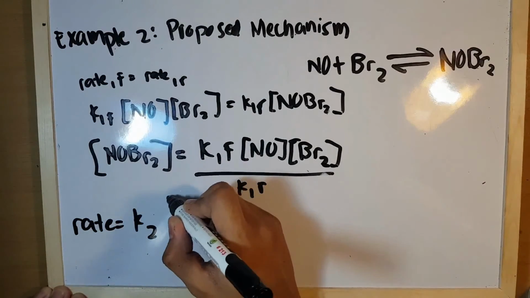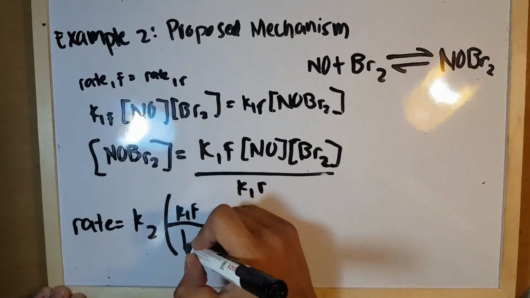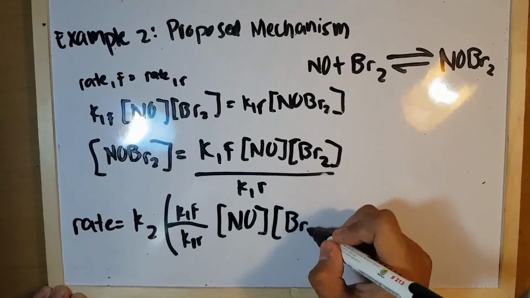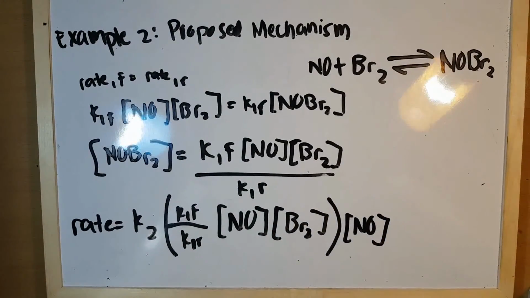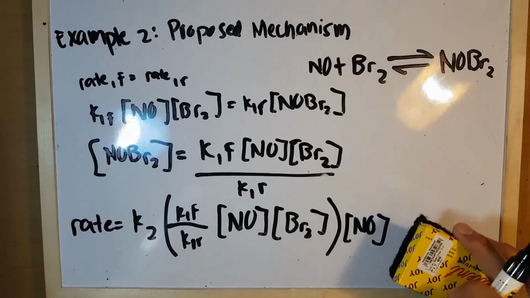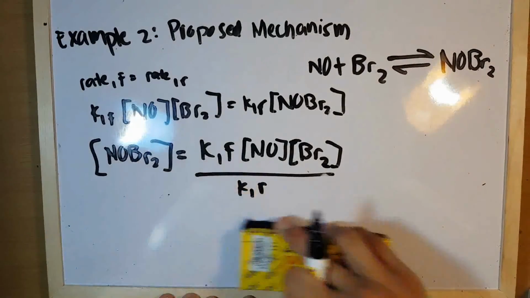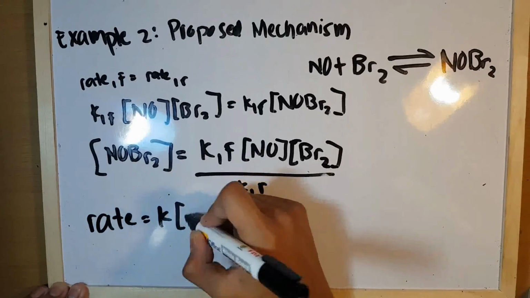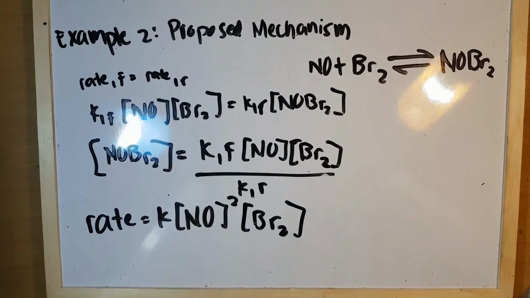When we substitute for the equation of NOBr2 in the rate expression for the rate determining step, rate is equal to k2 times [NOBr2] times [NO]. We arrive at the equation rate is equal to k times [NO] squared times [Br2] to the first order.